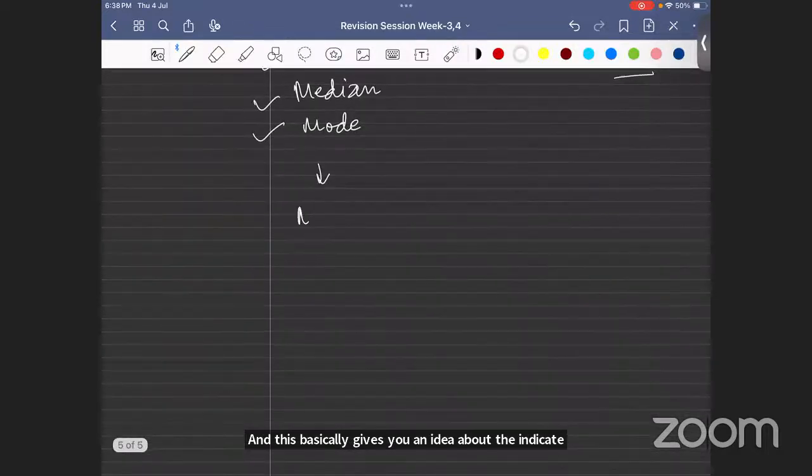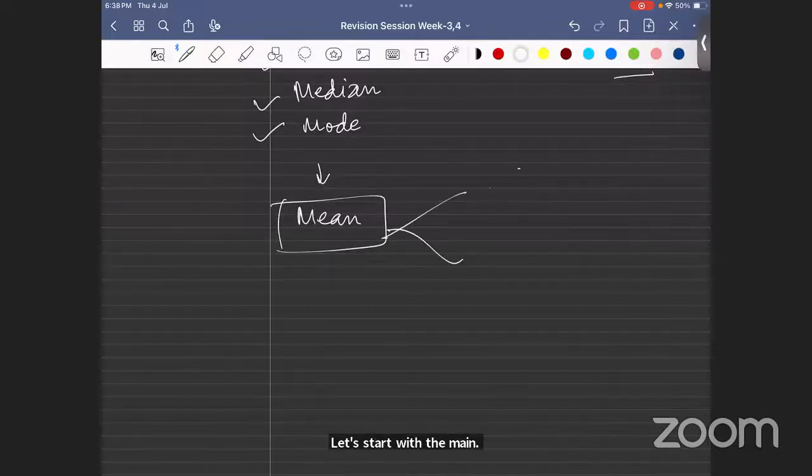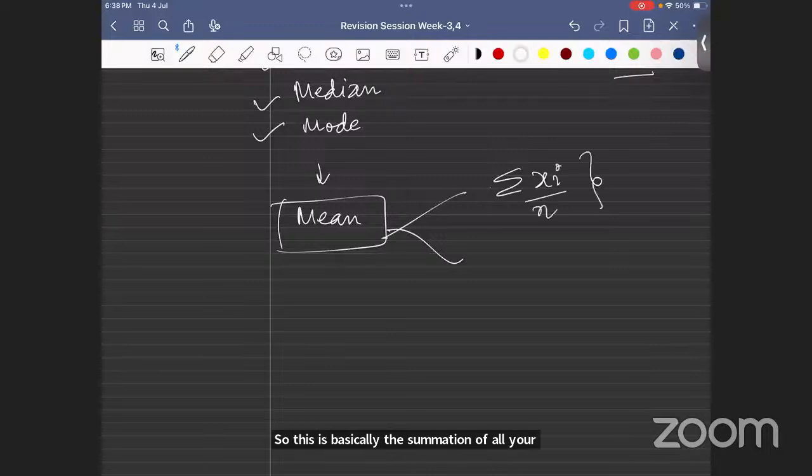Let's start with the mean. You already know that this is basically the summation of all your data points that have been given to you upon n, the number of data points that are available. For the mean, the sample and the population formulas are the same. Many times your formula gets changed, for example for the covariance or the variance, whenever you are calculating the sample and the population. Here, for the population and for the sample, both formulas are the same, right?